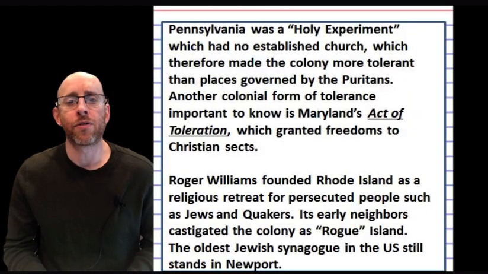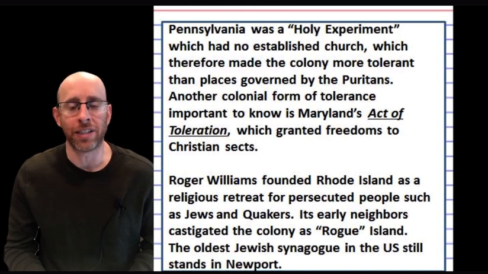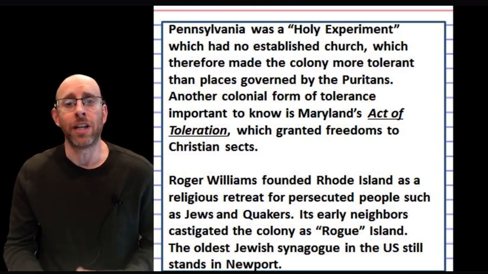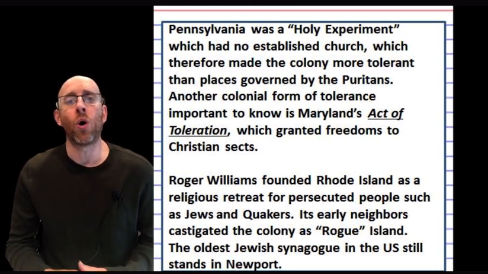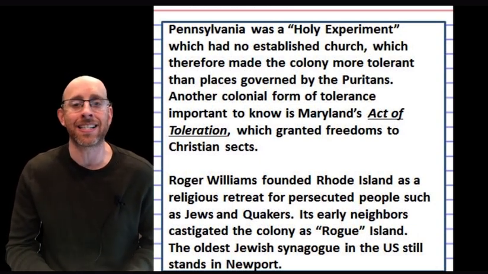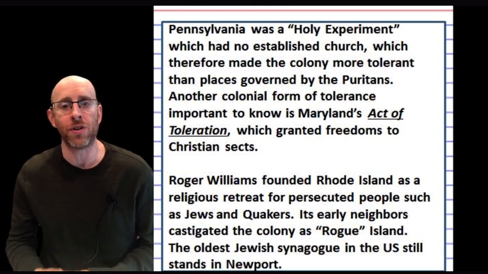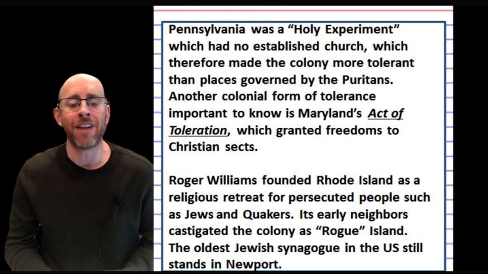There are three types of religious freedom that you need to know about in the colonies. In the South, in Maryland, you need to know about the Maryland Act of Toleration. That brought freedom to all Christians. That meant Catholics and Protestants would not be persecuted against. In Pennsylvania, you have the Holy Experiment of William Penn.